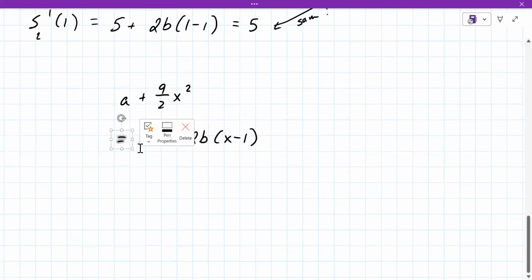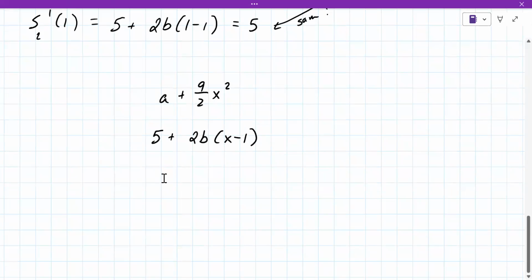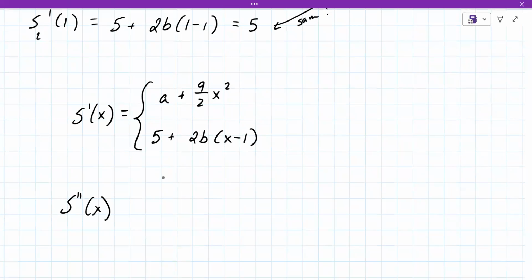Okay. So I'm just bringing the equations down now. So this is S prime of X equals this. So now you have to take a second derivative. The derivative of A is 0. 0 plus 9/2 times 2x. Derivative of 5 is 0 plus 2b times 1.